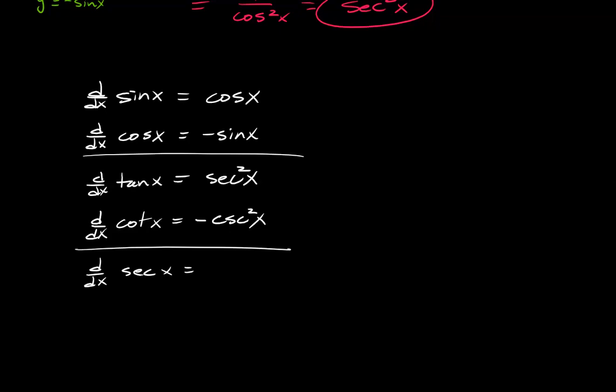Now, the derivative of secant isn't great. It's secant tan. This is the worst one for you to memorize. But by following the patterns, you can figure out the other one. So we did the derivative of secant. Now it's the derivative of cosecant. And then the answer is going to be negative cosecant cotangent.